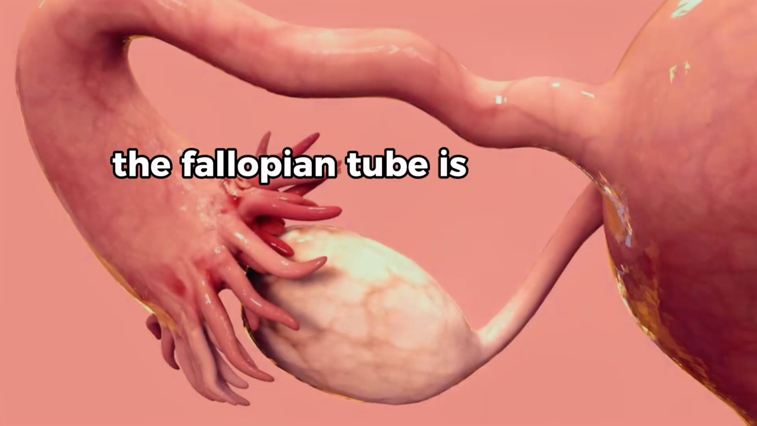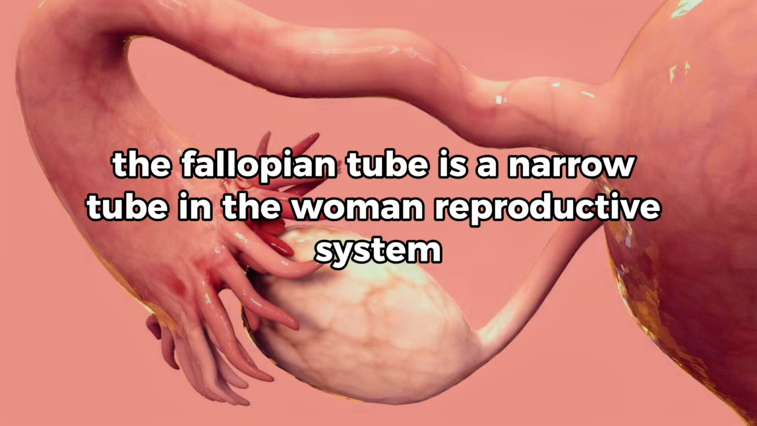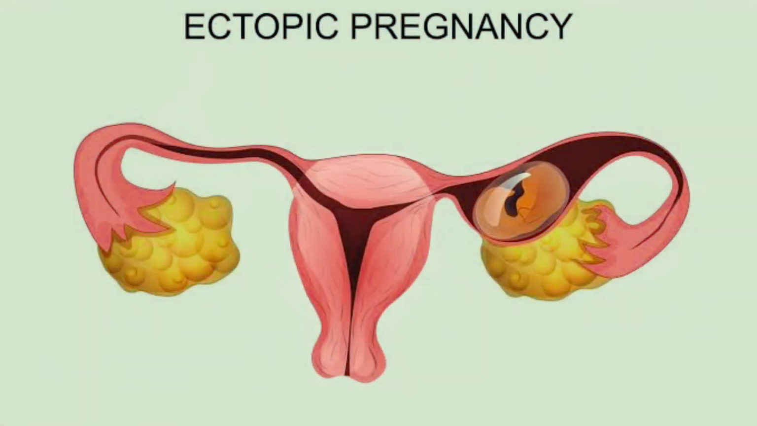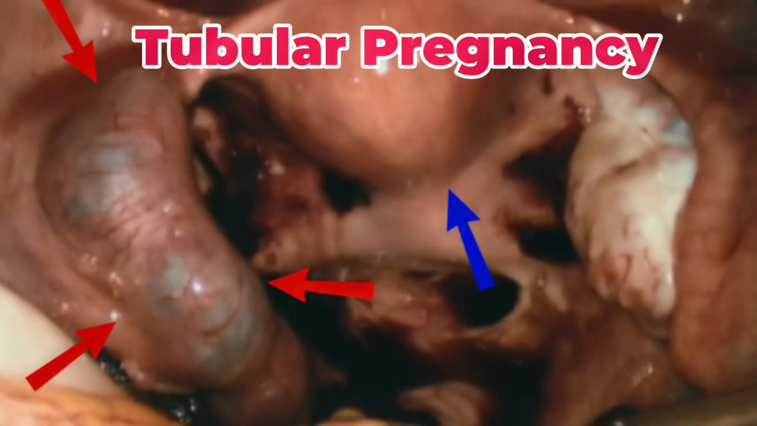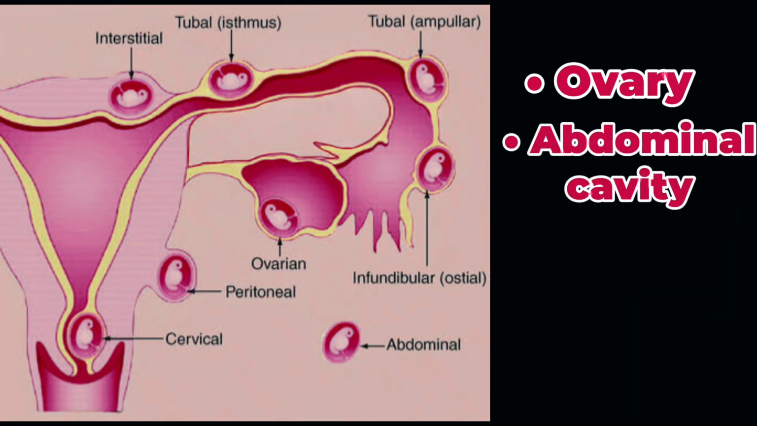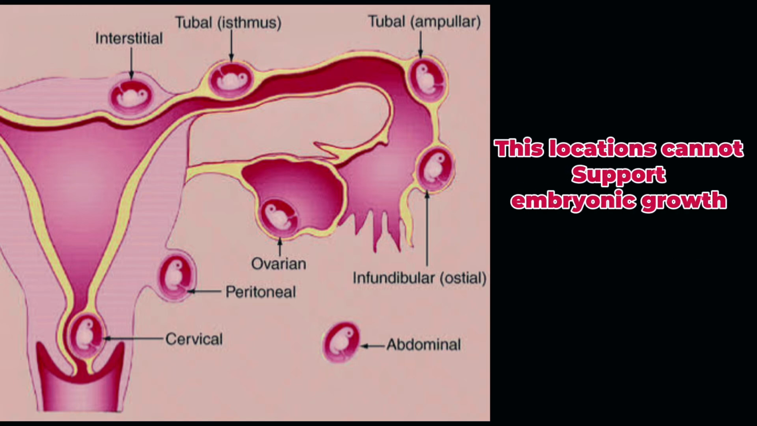The fallopian tube is a narrow tube in the woman's reproductive system, which acts as a bridge between the ovaries and uterus. It cannot harbor embryonic growth because of its small size. The abnormal growth of a fetus in the fallopian tube is called tubal pregnancy. Other, less common places where ectopic pregnancy occurs include the ovary, abdominal cavity, or the cervix. Unfortunately, these locations also cannot support the growth of a fetus.